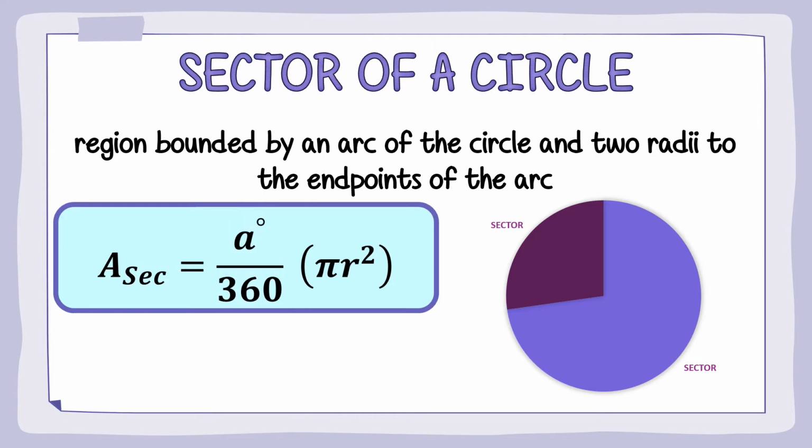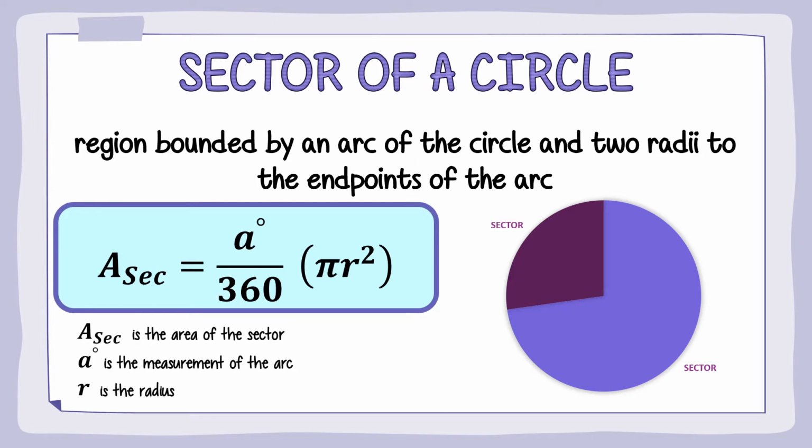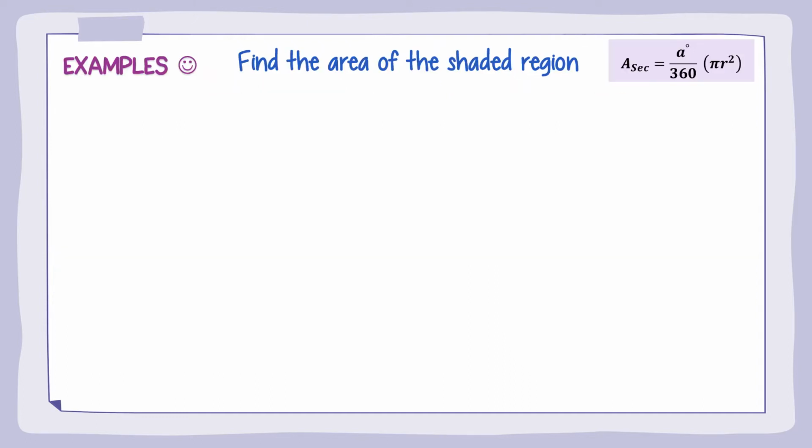And the area for the sector of a circle is computed by the degree over 360 times pi r squared, wherein the degree is the measurement of the intersected arc and r is the radius. Again, this is the degree. Okay, so let us have examples.